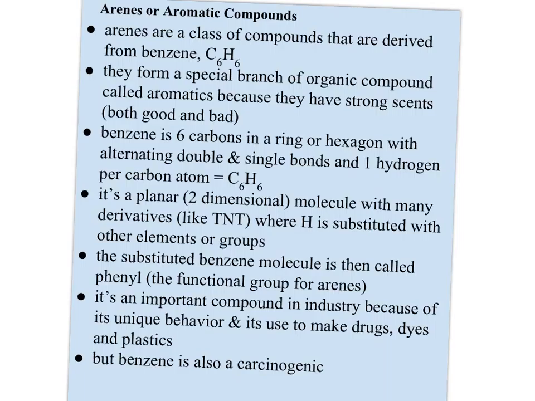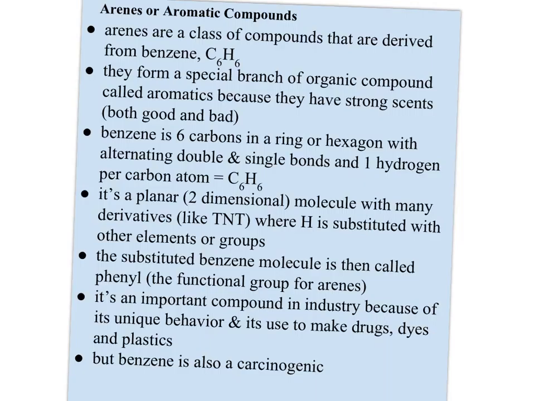And then the other thing to talk about in this final section, classes of compounds, is this idea of cyclic or ring structures, or the arenes. The arenes are a class of compounds that are all derived from benzene, C6H6, and they form a special branch of organic compounds called aromatics because they have strong scents, and these can be pleasant or not so pleasant depending upon your opinion. Benzene is a 6-carbon structure in a ring or a hexagon, and for a long time they assumed it was with alternating double and single bonds and one hydrogen per carbon.